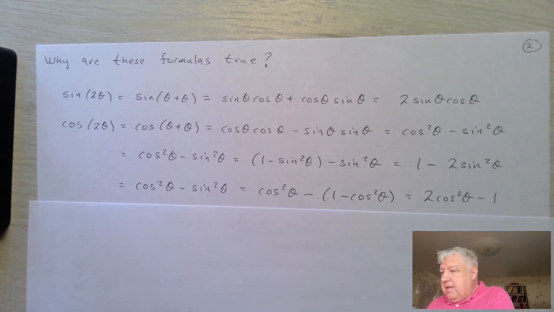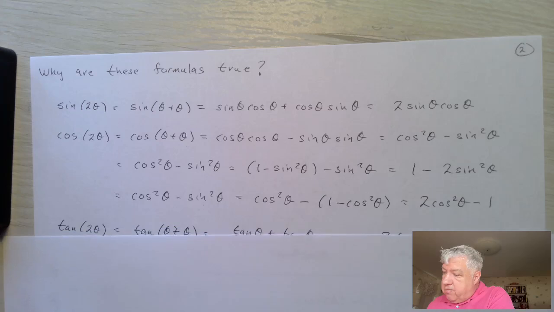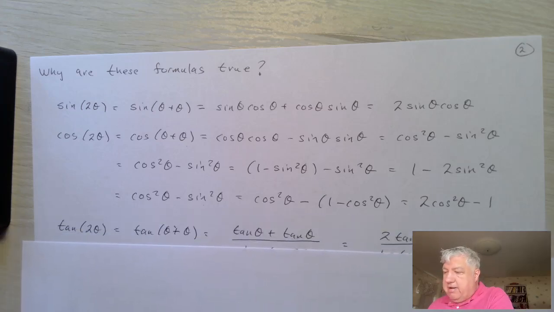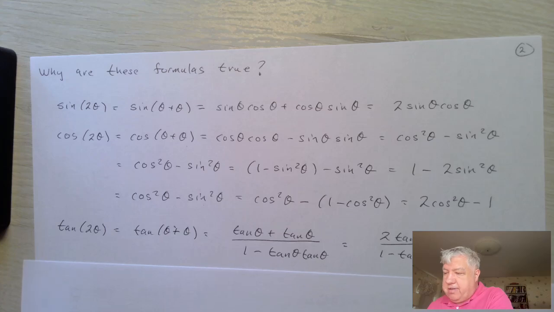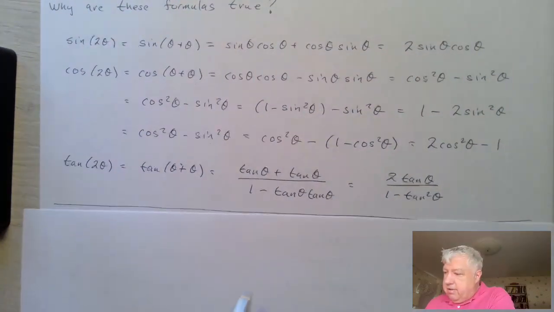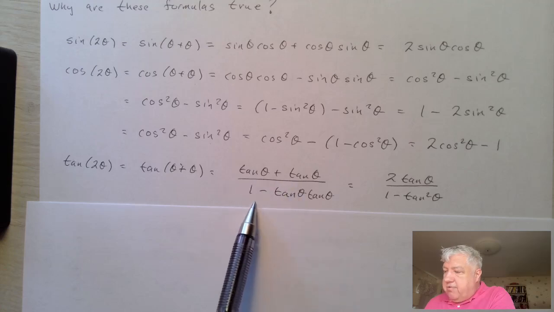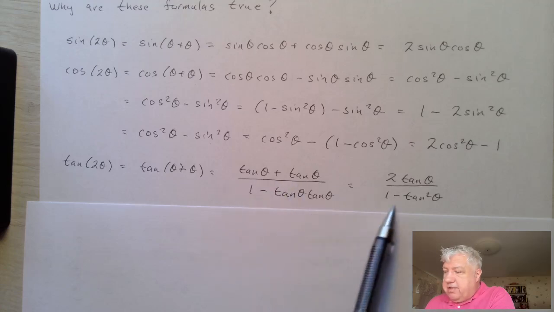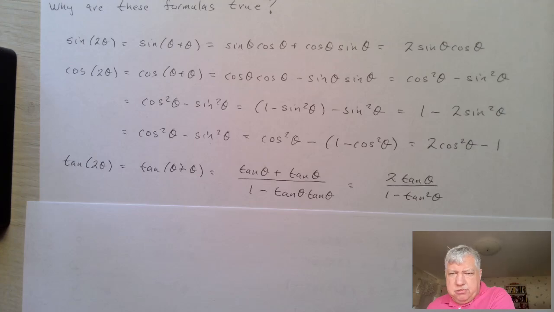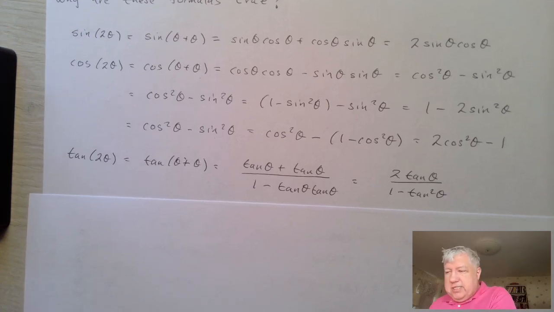Then we also have a formula for the tangent of the sum of 2 angles, which I did not write down, but we can directly use it, and we get tangent theta plus tangent theta over 1 minus tangent theta times tangent theta, which of course can be simplified to 2 tangent theta divided by 1 minus tangent squared of theta. So that set is the double angle formulas.